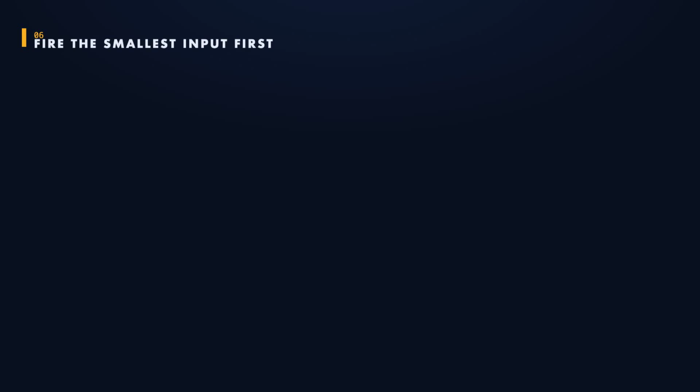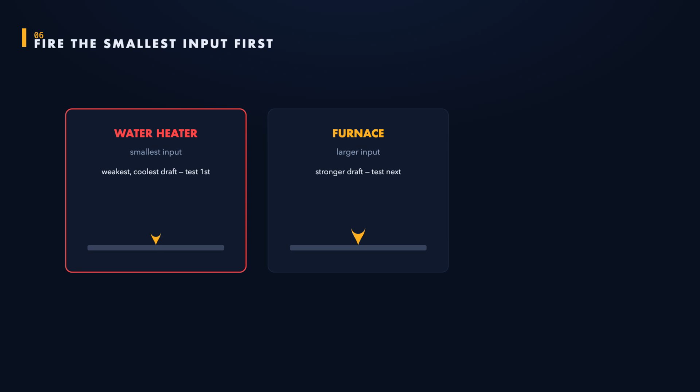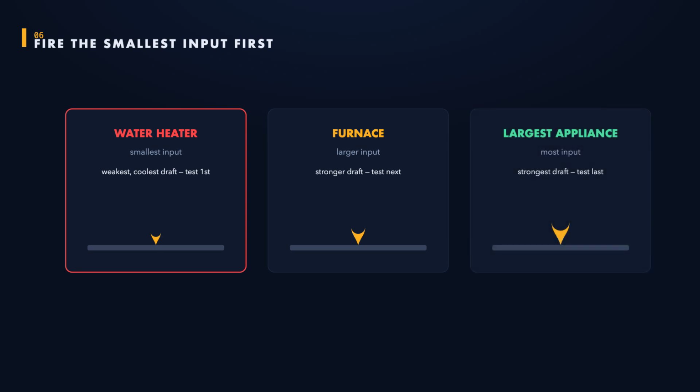Fire the smallest input appliance first. The smallest burner makes the least heat, so its draft is the weakest and coolest, and the easiest to backdraft. If the weakest one holds under worst case, that tells you the most. Test it first, then bring on the larger appliances one at a time.